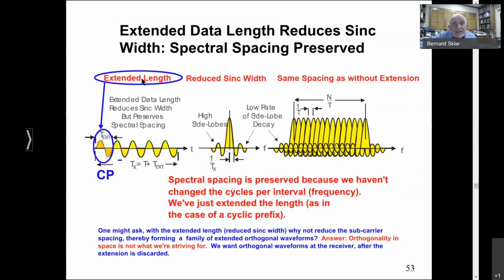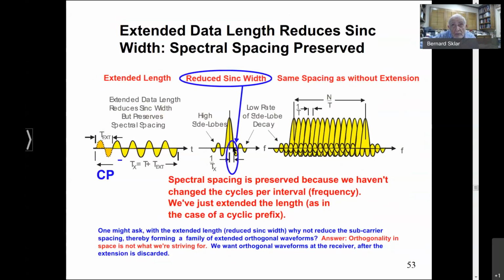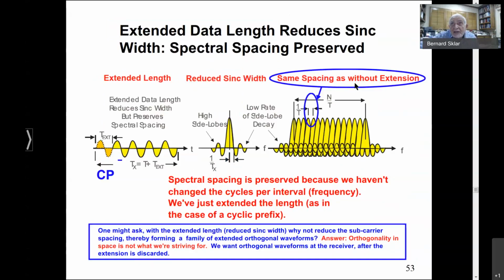And if we have extended the length, remember what you get when you take the Fourier transform is 1/T sub X at that first zero crossing. So we reduced the sync width, but notice what we do here. We use the same spacing as without the extension.